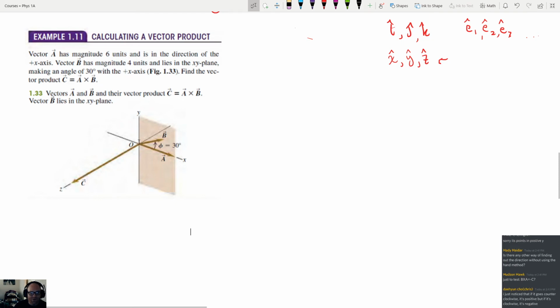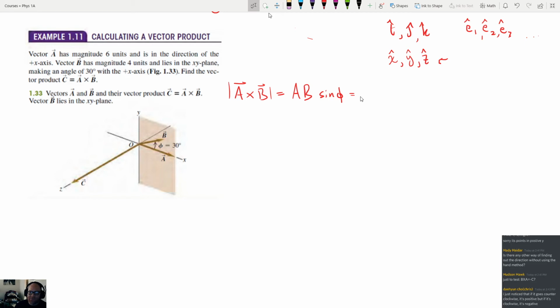Now, they've already drawn the direction on here, but you should verify for yourself that if you rotate your hand from A to B, you get your thumb pointing along C. So, what do we have here? Well, we've got A cross B, and it is equal to the magnitude of A times the magnitude of B times the sine of phi. We've got to be really careful about how we write this because technically A cross B is a vector, so I'm just going to write this as the magnitude.